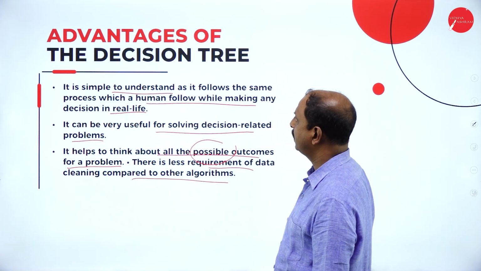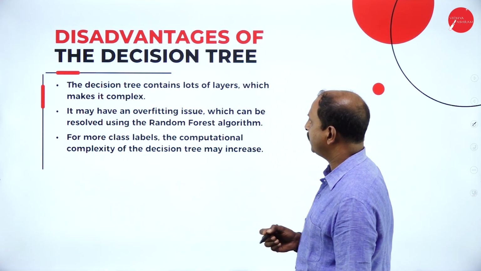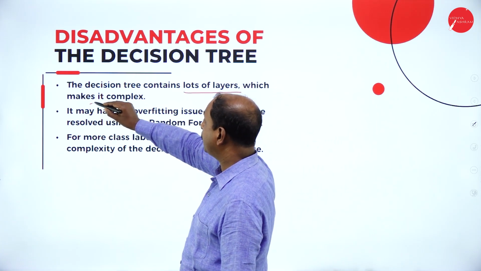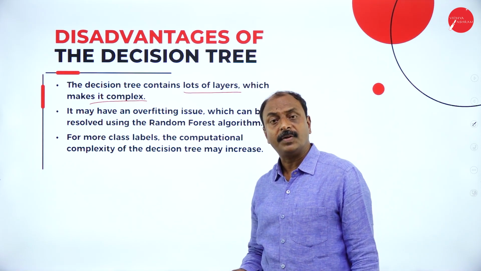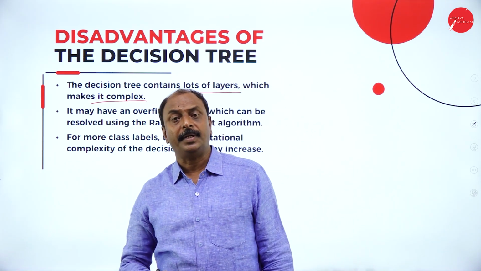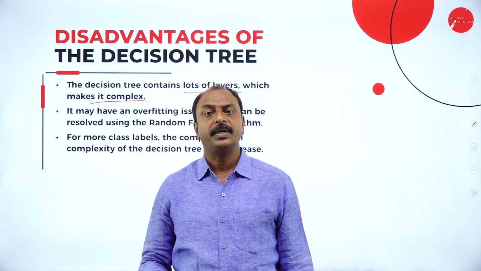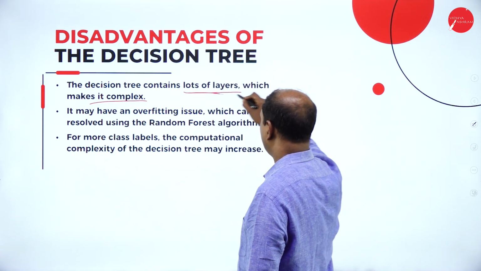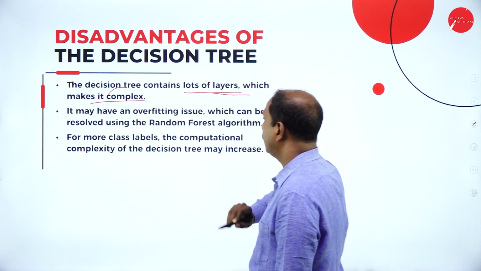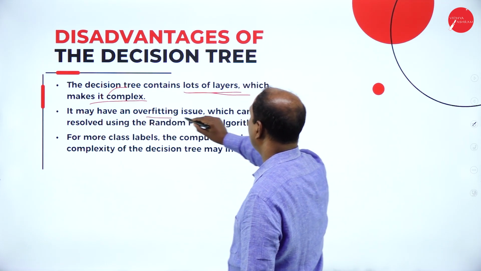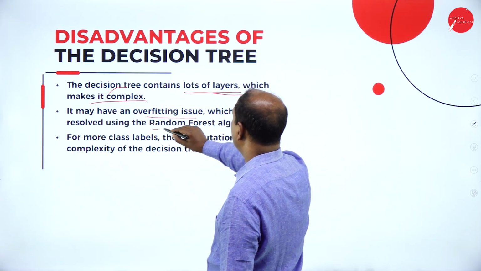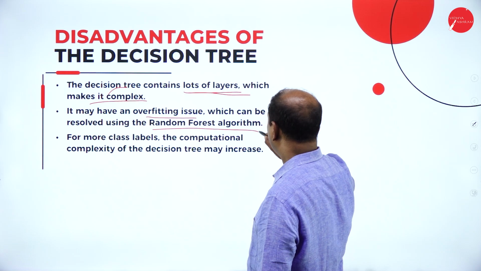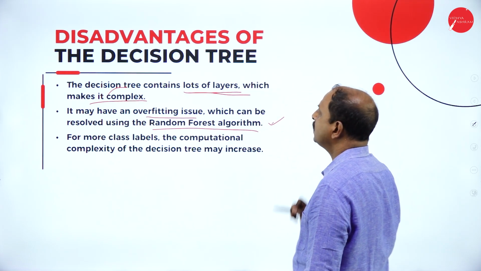This is another advantage. Let's look at the disadvantages of this. It contains a lot of layers, which makes it complex. What is the meaning of layers? It may take more steps to come to a conclusion or to reach the final goal. That is the meaning of a lot of layers making it very complex. Next, it may have overfitting issues, which can be resolved using the random forest algorithm. In the case of complex problems, we may have to use another algorithm, that is, the random forest algorithm.